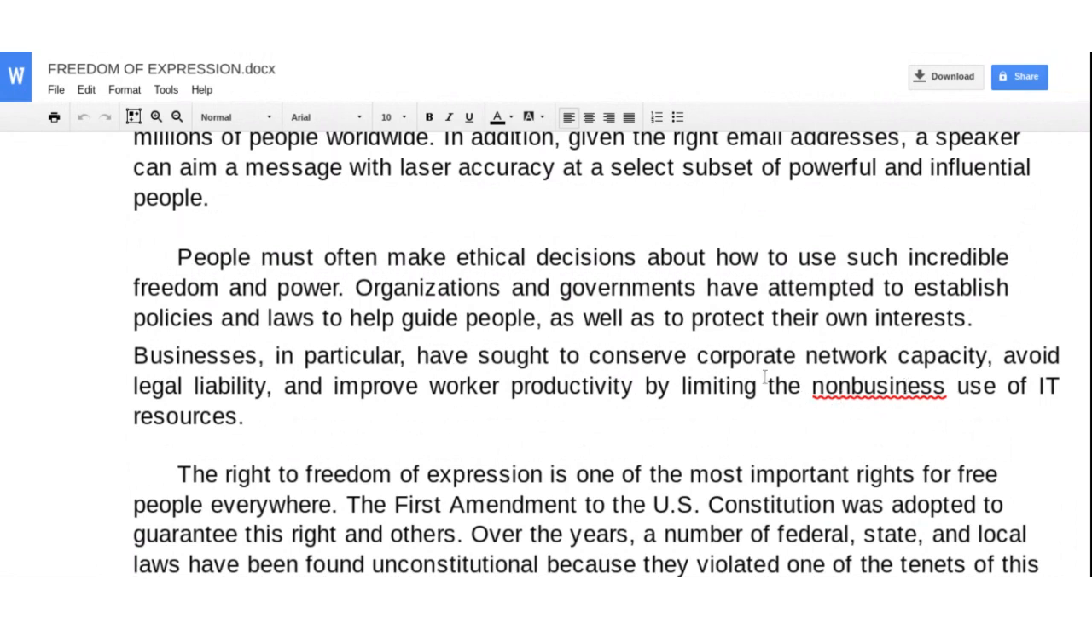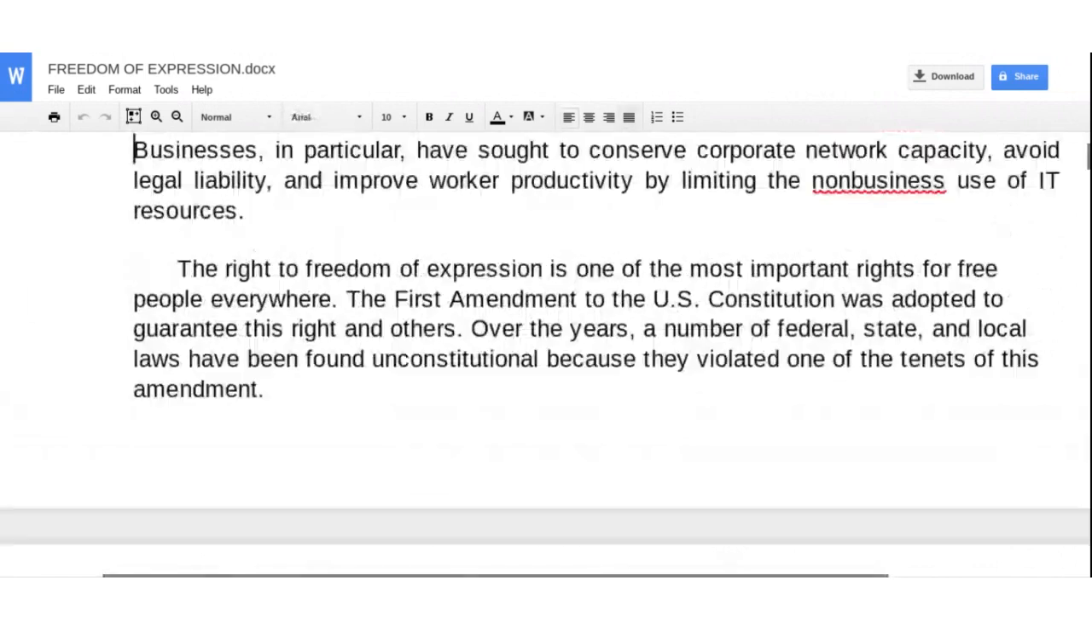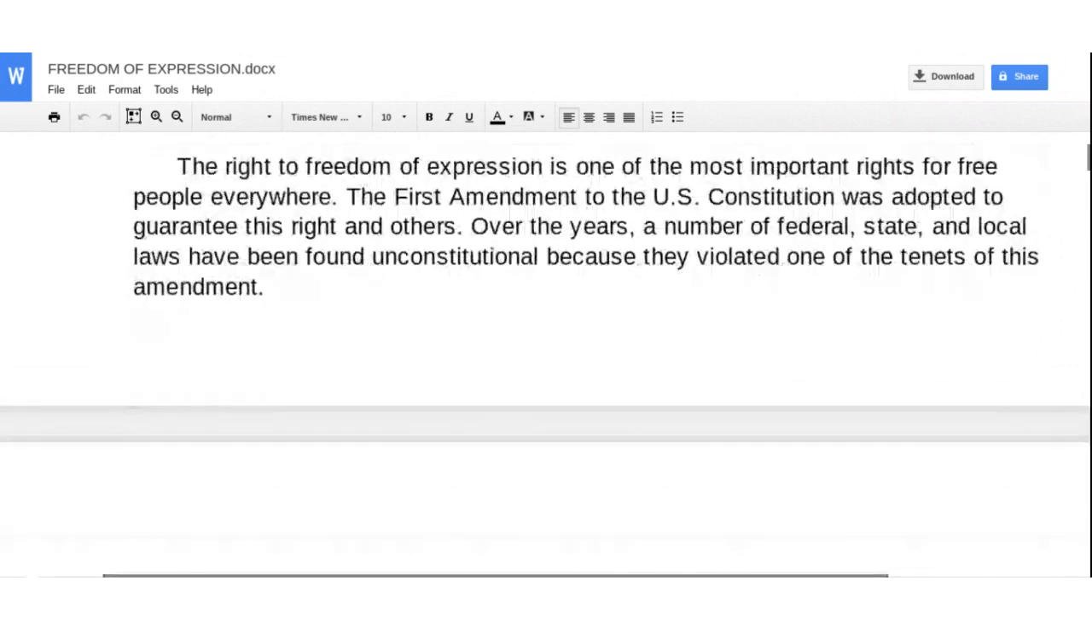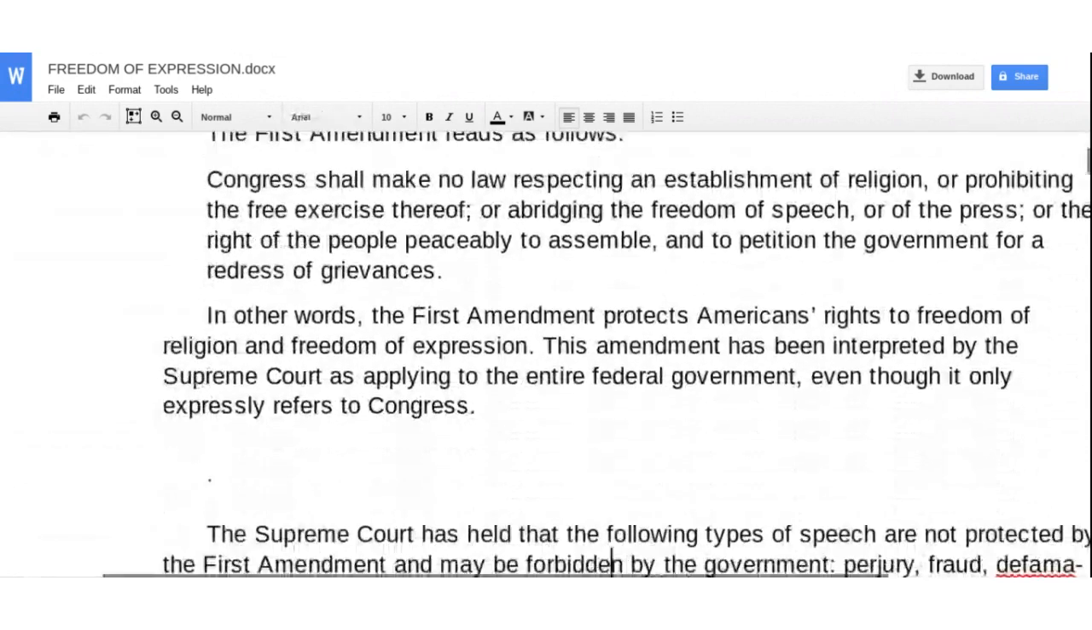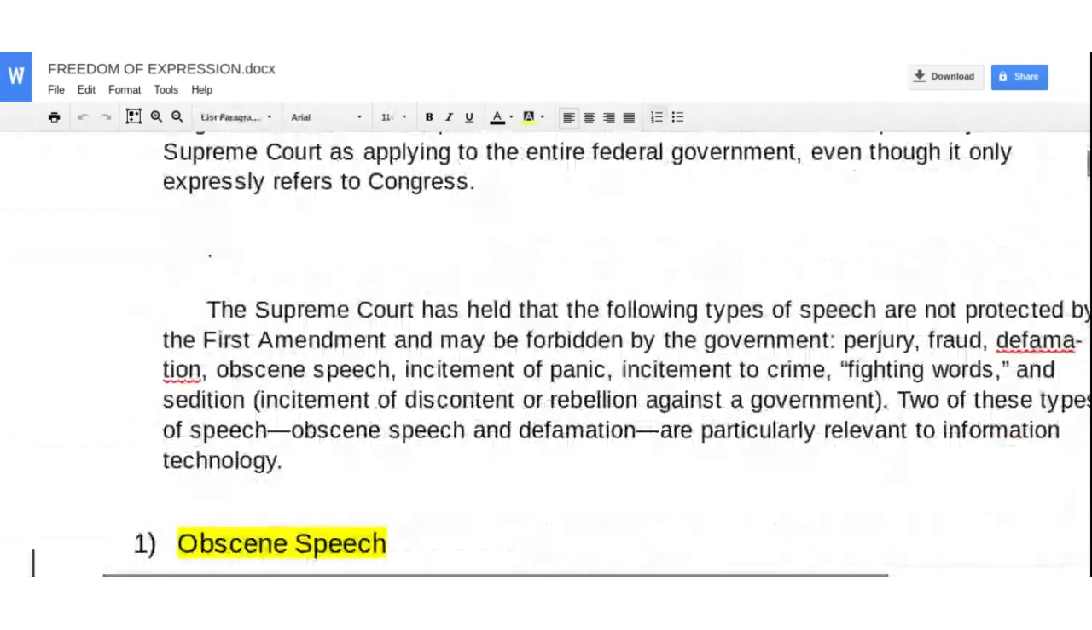So the right to freedom of expression is one of the most important rights for free people everywhere. The First Amendment to the US Constitution was adopted to guarantee this right and others. Over the years, a number of federal, state, and local laws have been found unconstitutional because they violated one of the tenets of this amendment. Of course, some of these, as I said, I would just leave it to you to look at later once I have edited this document and made it available to us.